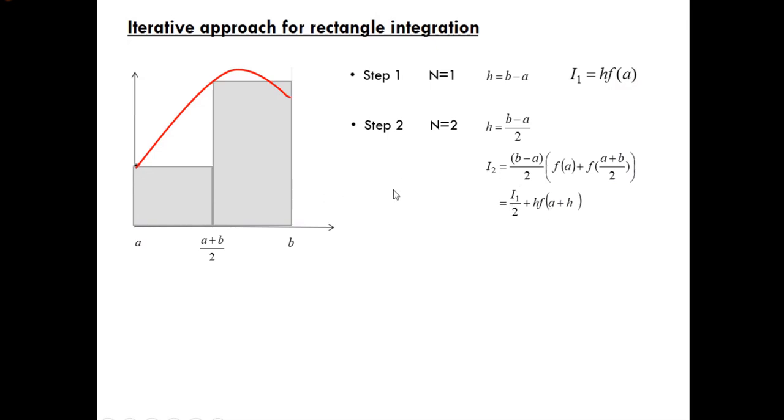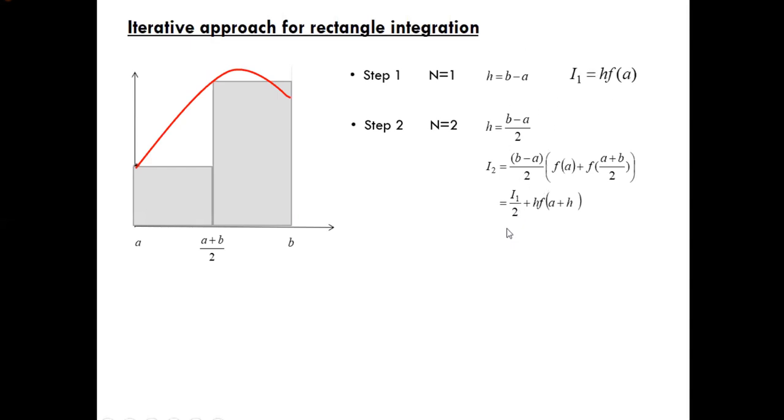Now, I will express this integral as the previous integral, I1 over 2. And I1 is (B minus A) times f of A, the first integral, over 2, so it's I1 over 2, plus H f of A plus H. Why am I doing this? Because I want to derive a general formula for any step. What I will do is use the previous calculation at a given step. I will use the previous result of the previous calculation.